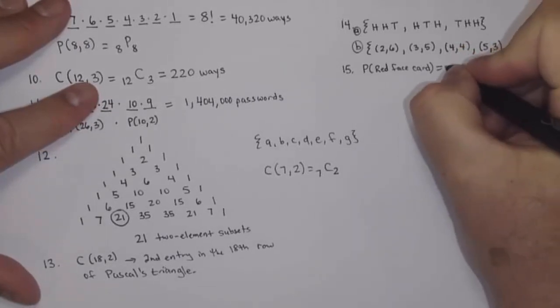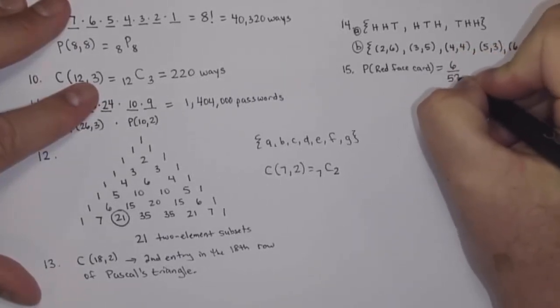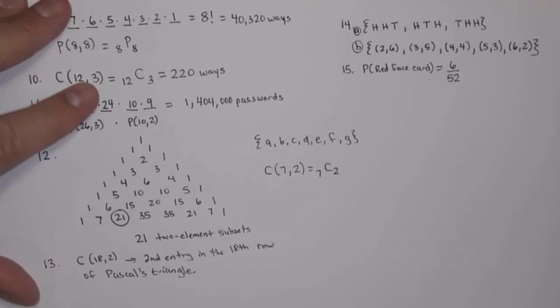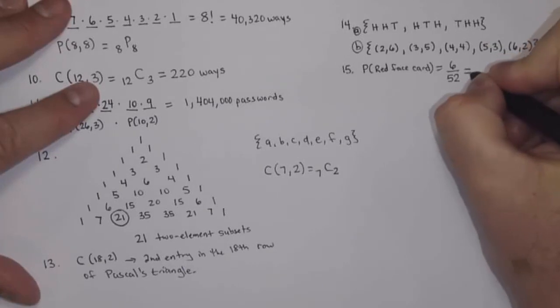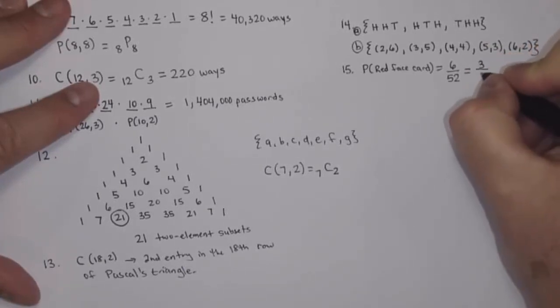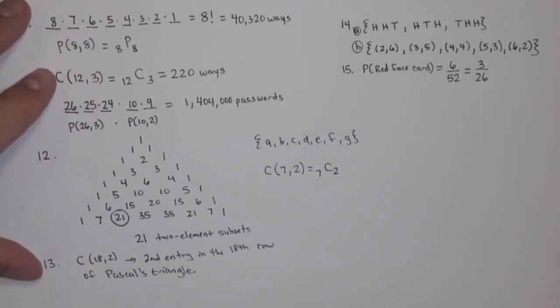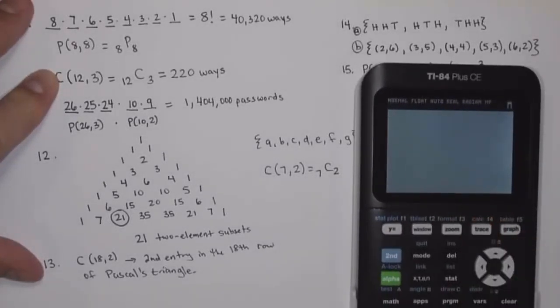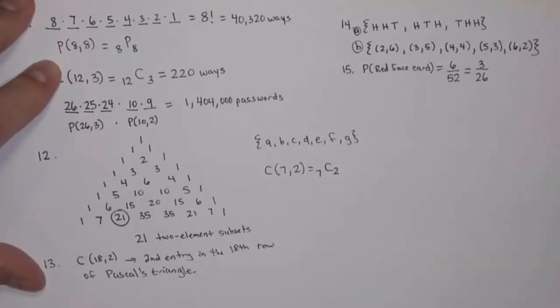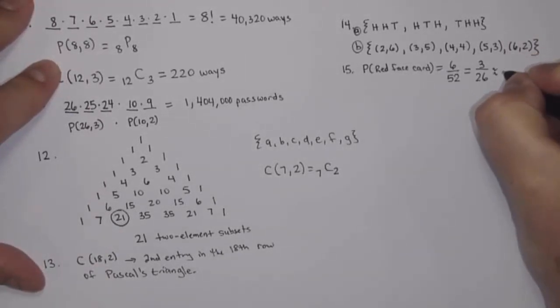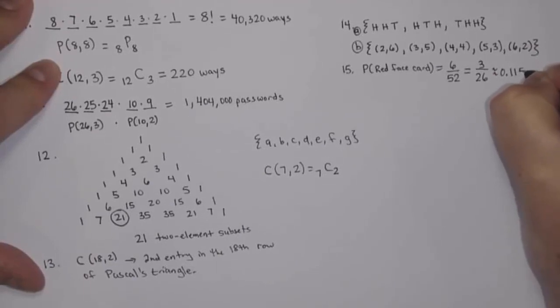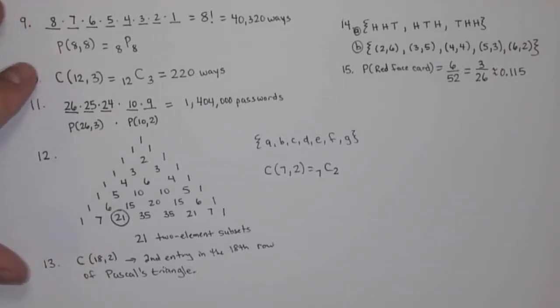So our probability is 6 out of 52, which we could reduce. 6 and 52 can both be divided by 2. So 6 divided by 2 would be 3. 52 divided by 2 would be 26. So we have a 3/26 probability. Or if we wanted, we could write that as a decimal. 3 divided by 26 is about 0.115. So that would be approximately 0.115 for the probability.